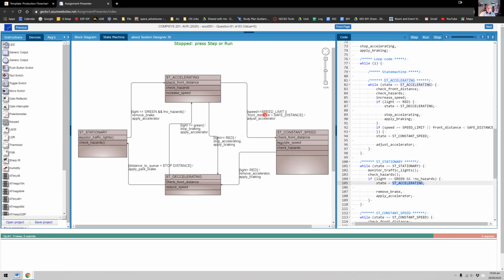And what we've got here is the speed equals the speed limit, or the front distance is less than a safe distance. So what we want to do is make sure that as we're accelerating away, we're not going to accelerate into the vehicle in front of us. We want to maintain a safe distance from that vehicle. Okay, and what we do then is we adjust the accelerator and then go to a constant speed. So that's one way of exiting or transitioning out of this state.